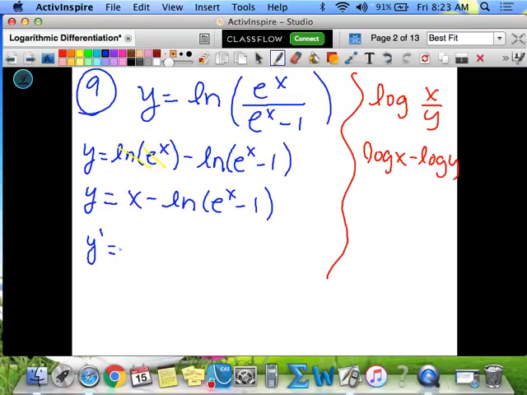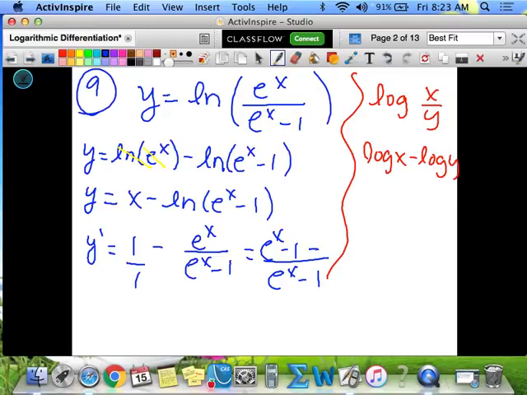So, derivative of x is 1 minus the derivative of natural log of something is u prime over u. So the derivative of e to the x minus 1 is e to the x, so that's u prime over u. And did they leave it like that, or did they get a common denominator? Okay, so common denominator, you can multiply your denominators together and then cross multiply. So 1 times this thing minus 1 times that thing. Okay, and then they cancel. And we're good.